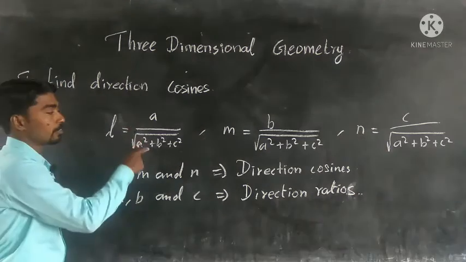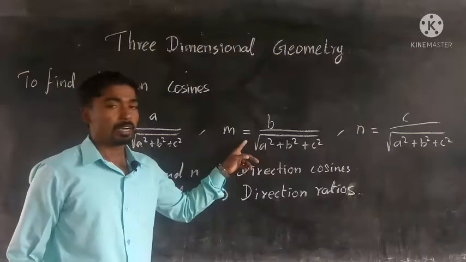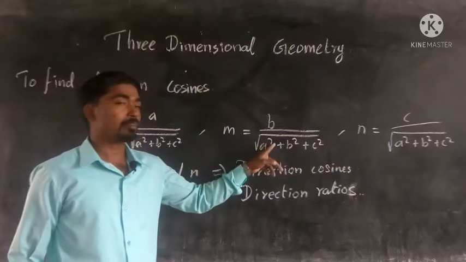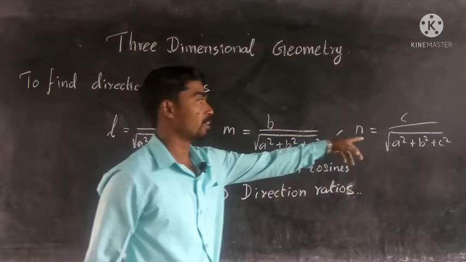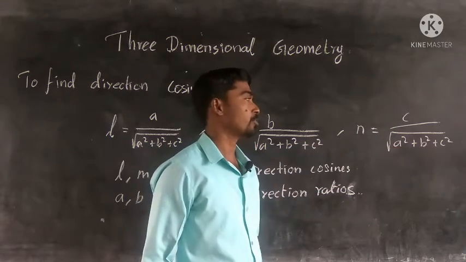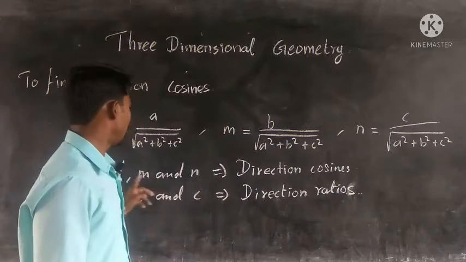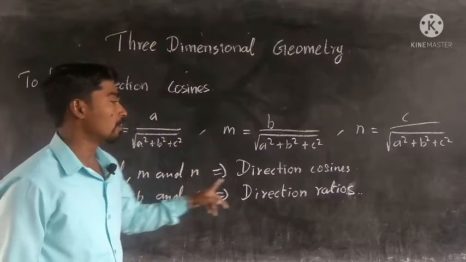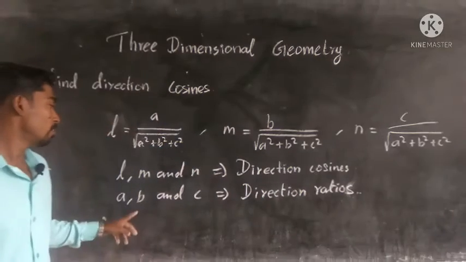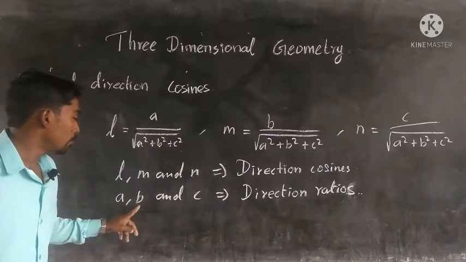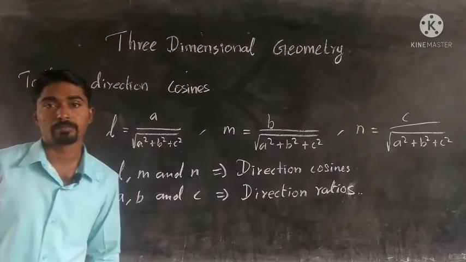l is equal to a divided by square root of a square plus b square plus c square, and m is equal to b divided by square root of a square plus b square plus c square, and n is equal to c divided by square root of a square plus b square plus c square, where l, m and n are direction cosines, while a, b and c are direction ratios of the line.